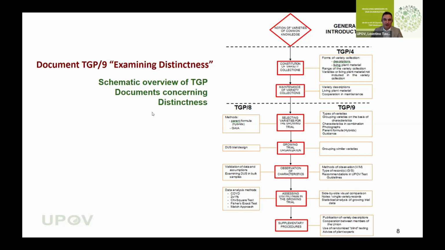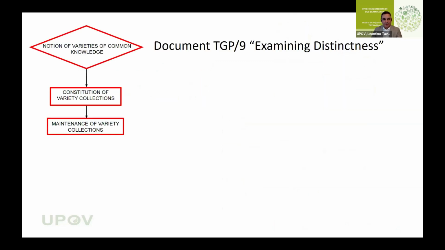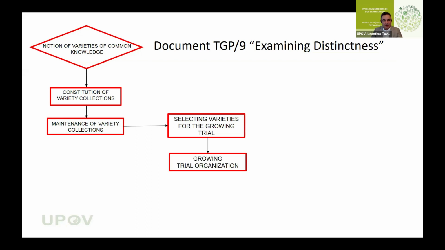For the purpose of our webinar today, we are going to focus on certain aspects of the examination of distinctness from document TGP9, the flow diagram, starting with the notion of all varieties of common knowledge that should be taken into consideration for the analysis of distinctness, and moving on to the constitution and maintenance of collections of varieties. There are 2 steps that require narrowing down from all varieties of common knowledge to those varieties that should be considered more closely, and finally to certain varieties that may need to be compared, preferably in a side-by-side growing trial.